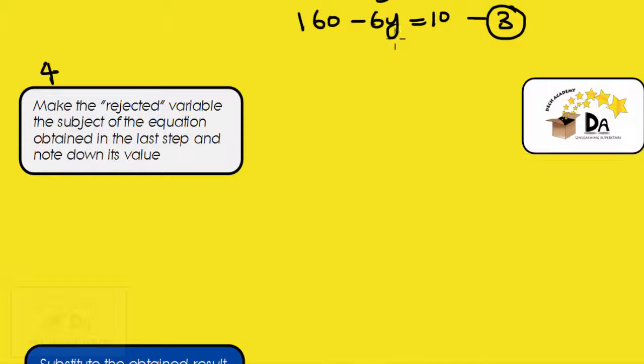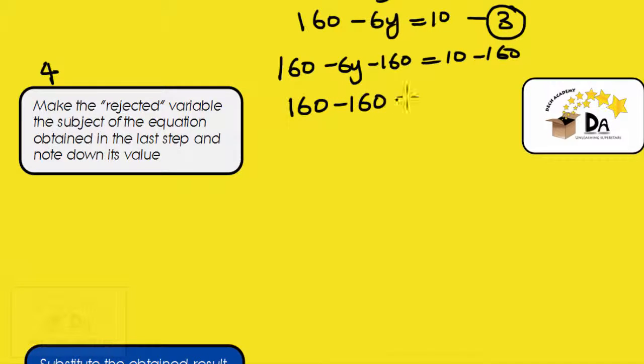We're going to make the rejected variable, which is y, the subject of the equation obtained in the last step, equation 3. Making y the subject simply means we need to isolate y. So let's get rid of this 160 from the left hand side. Let's subtract 160 from both sides. Doing so gives 160 minus 6y minus 160 equals 10 minus 160. 10 minus 160 is minus 150. This gives minus 6y equals minus 150.